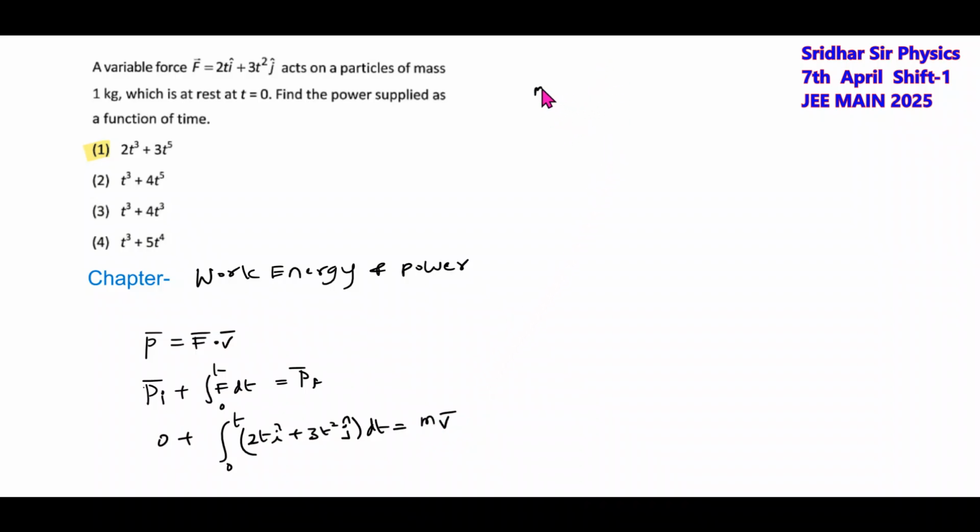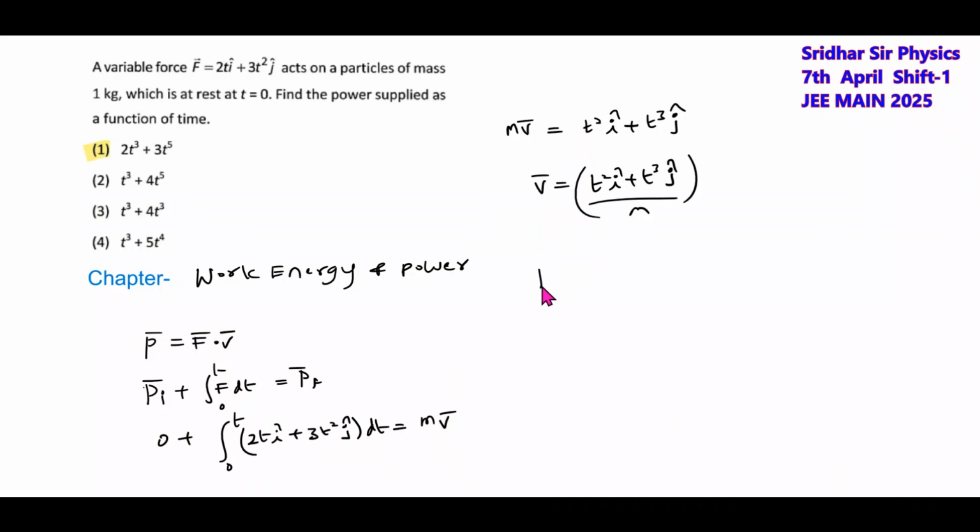Further, for the velocity vector, m v bar is equal to t square i cap plus t cube j cap. This is the velocity vector.